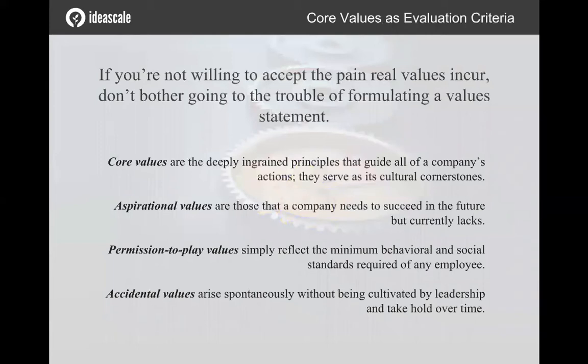Another great suggestion for criteria to judge ideas against is your core values. This really helps you align the ideas that you're collecting to your mission and beliefs. There is another great Harvard Business Review article that talks about the difference, of course, between the different value types. So core values are the deeply ingrained driving force of your business, but don't confuse them with the table stakes of permission to play values or the aspirational values that you hope to have someday. Really look at ideas against the core values that are driving your decision making today.